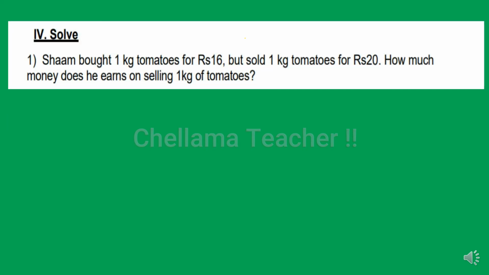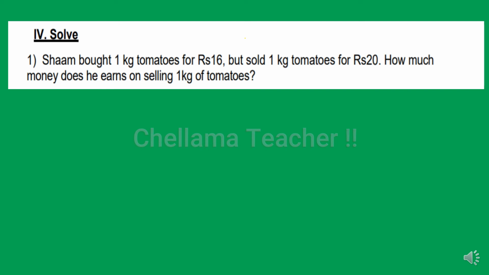Part 2. Solve the word problems. Question number 1. Sham bought 1 kg tomatoes for rupees 16, but sold 1 kg tomatoes for rupees 20. How much money does he earn on selling 1 kg of tomatoes? So here it is a buying and selling problem. He sold for rupees 20. He bought for rupees 16. So he earned the profit.